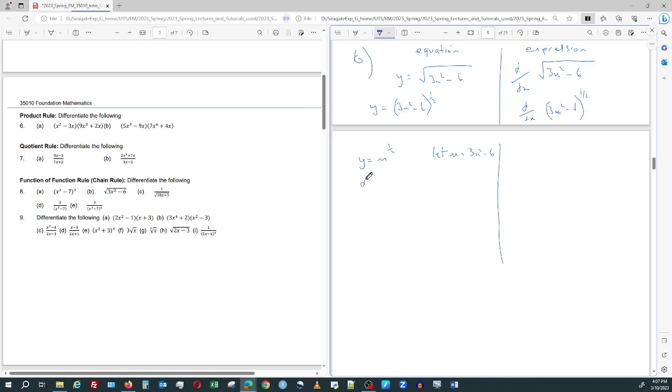We can write dy du. And over here we can write du dx. And that's our chain, isn't it? It's y in terms of x. So if we bring this down, y dash is equal to dy dx, which is dy through du dx.